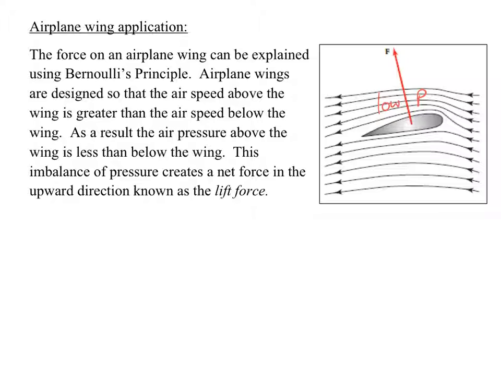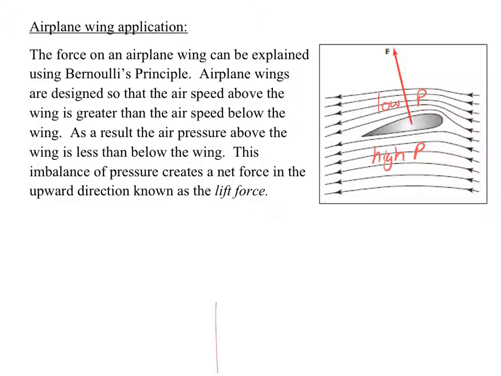Below the wing, it's not on the board, guys, so you have to be writing it down. Below the wing, write down high pressure, please. As a result, the air pressure above the wing is less than below. This imbalance of pressure creates a lift force in the upward direction, known as the lift force.